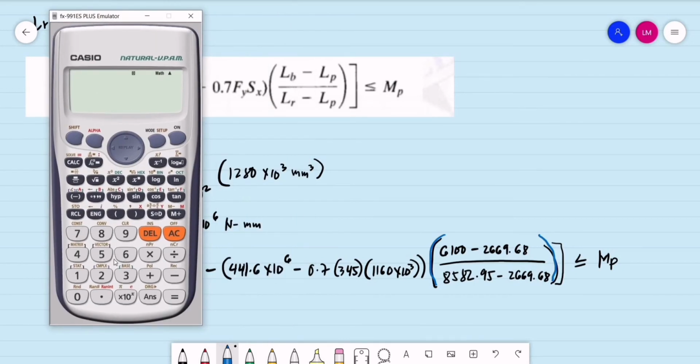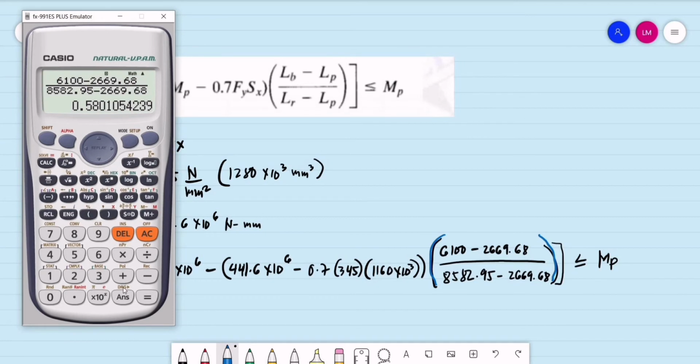Okay, so that will be 6,100 minus 2,669.68, then divided by L R, that is 8582.95 minus 2,669.68. Okay, then to be multiplied by, okay, we have 441.6 times 10 raised to 6, less 0.7 of Fy 345, then multiplied by 1160 times 10 raised to 3.